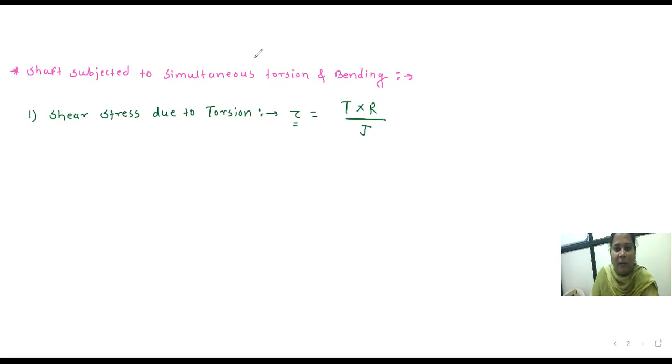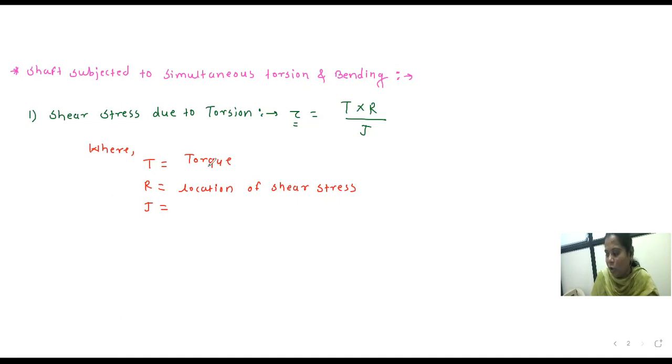Okay. So in that, where T is equal to torque, R is equal to location of shear stress, and J is equal to polar moment of inertia.